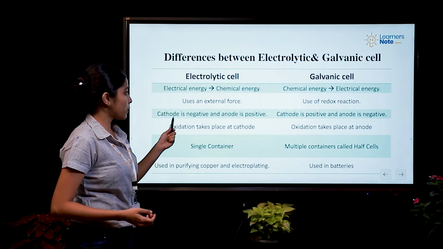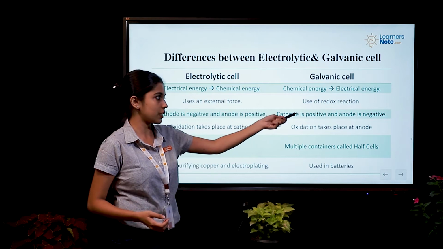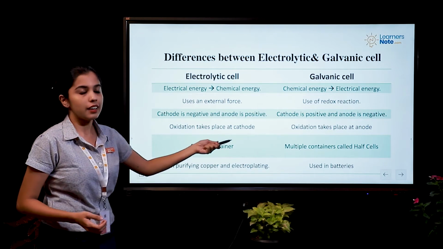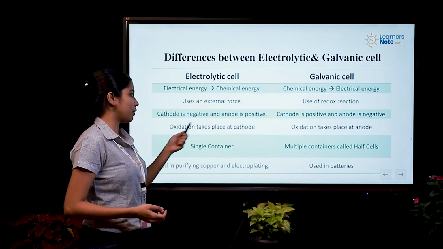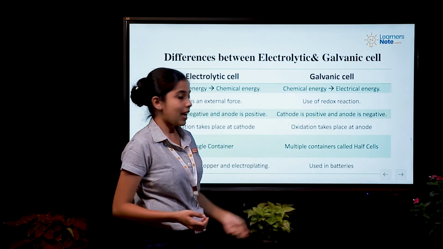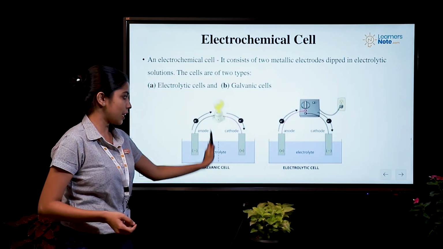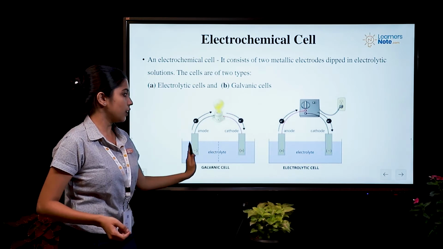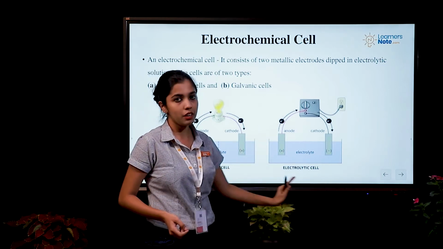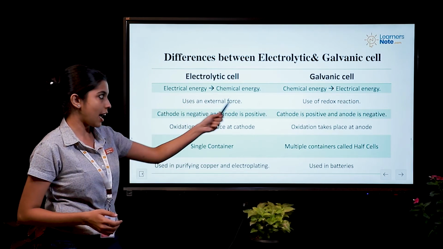Another important thing is that in an electrolytic cell you have cathode as negative and anode as positive, whereas in a galvanic cell the exact opposite is there. And then in your electrolytic cell you have oxidation taking place at the cathode, whereas in a galvanic cell you have oxidation taking place at the anode. And as I mentioned earlier, in a galvanic cell you have two half cells, that is, there is a partition between the container, whereas in an electrolytic cell you just have a single container. So that is another important difference between electrolytic and galvanic cell.